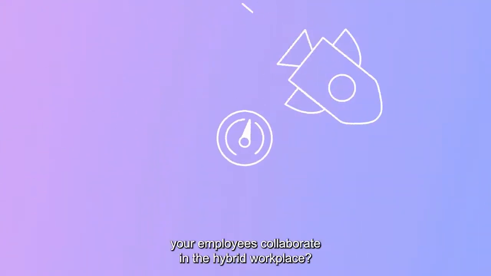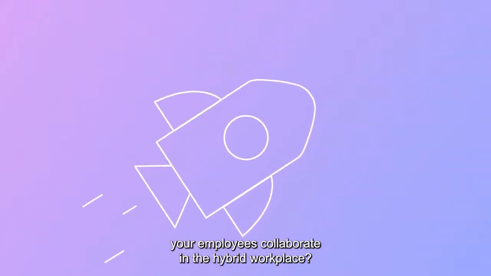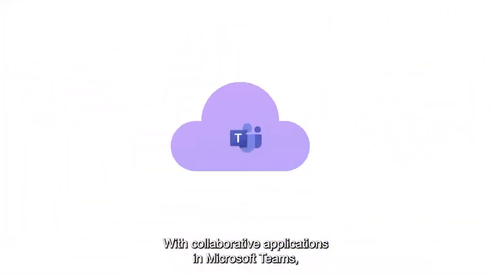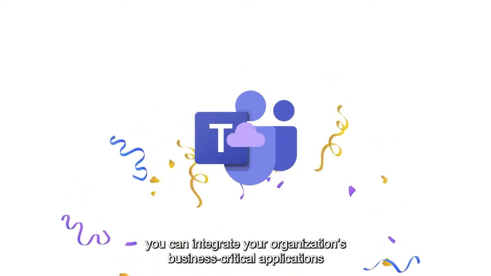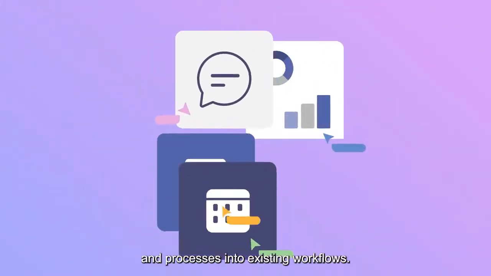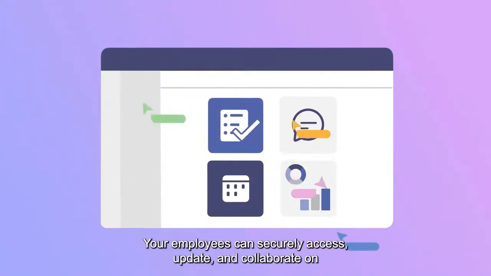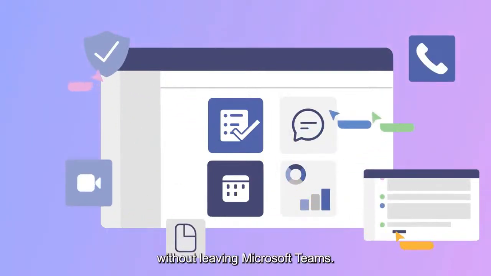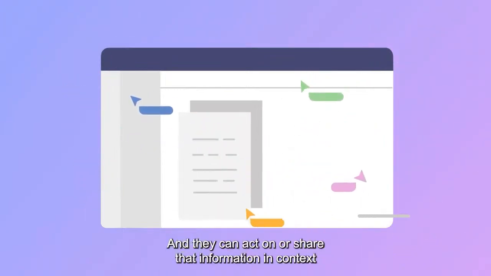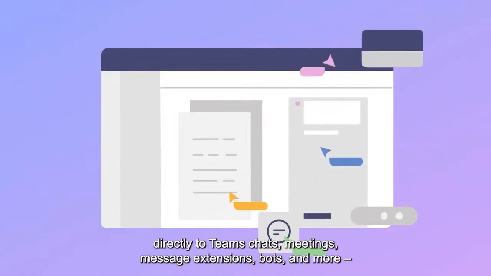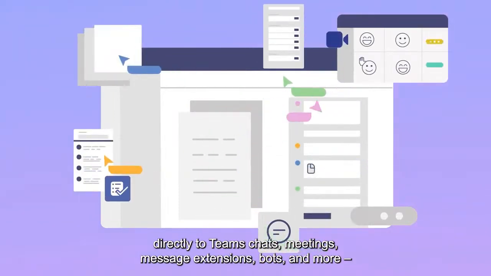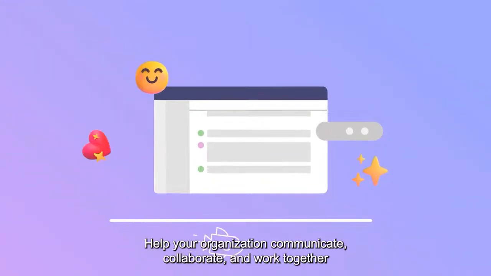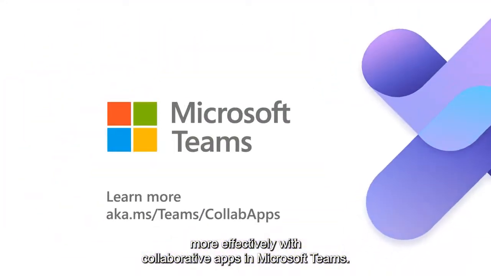What if you could supercharge the way your employees collaborate in the hybrid workplace? Beyond having meetings and chat, what if they could access the right information and functionality in the flow of their work? With collaborative applications in Microsoft Teams, you can integrate your organization's business-critical applications and processes into existing workflows. Your employees can securely access, update, and collaborate on data and insights from partner and custom apps in real time without leaving Microsoft Teams. And they can act on or share that information in context directly to Teams chats, meetings, message extensions, bots, and more, bringing collaboration to the next level. Help your organization communicate, collaborate, and work together more effectively with collaborative apps in Microsoft Teams.